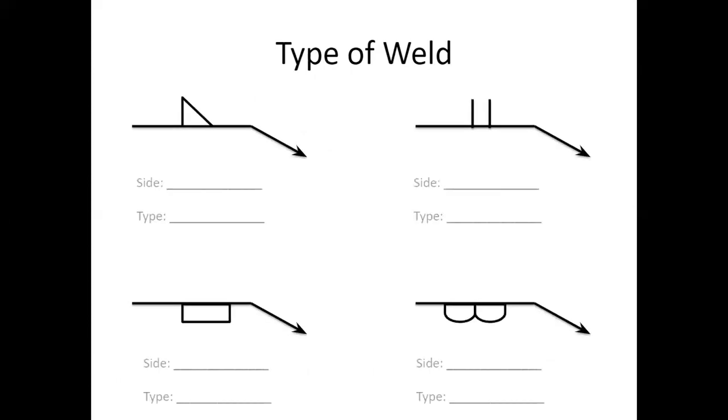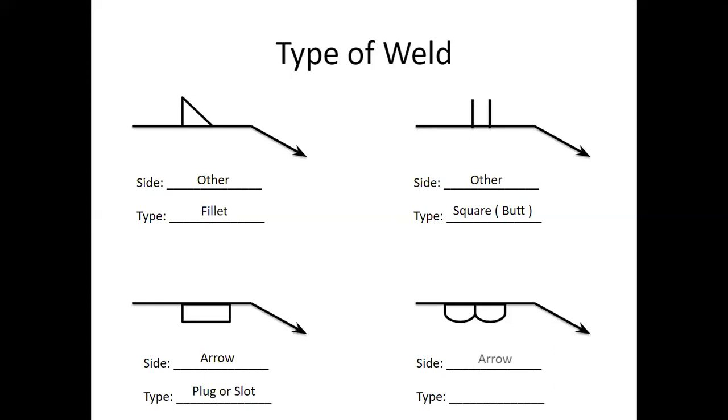So we've got a few more things here. Types of welds. The top one, we would have actually, what do you guys think? Top left. Feel free to shout it out, doesn't matter. Okay, gotcha. All right, no takers. So that one's going to be a fillet weld on the other side. The next one here is going to be other side, and it's going to be a square butt weld. Bottom right-hand corner is going to be arrow side, and it's going to be a plug or a slot weld. And the next one is going to be arrow side, and it's going to be a surfacing weld.